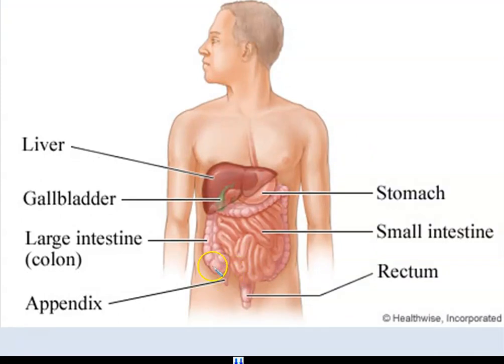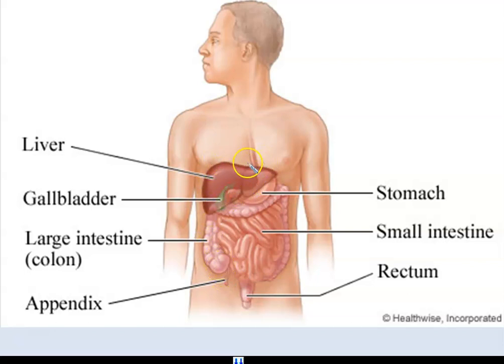And so there's your large intestines. It's really large in diameter. And then at the beginning of our large intestines, we have an appendix here. The rat won't have that. They will have this large pouch thing called a cecum, but our appendix is here. And then again, there's the gallbladder.